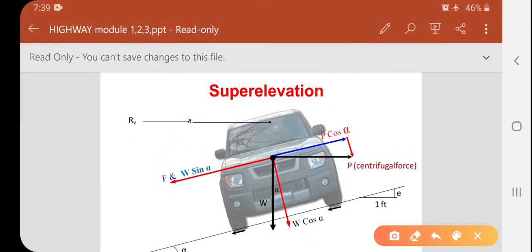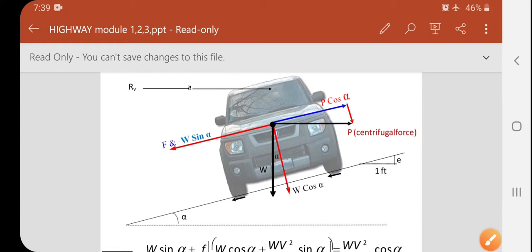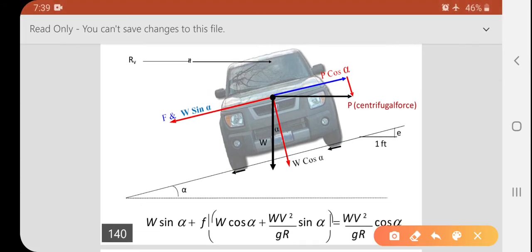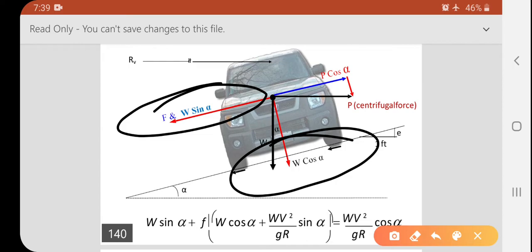So here you can see the car is moving, and the inner edge is literally lower than the outer edge. Here we are applying trigonometric terms, resolving into two components, one is the sine and another is the cosine. While deriving the equation we will know about this.